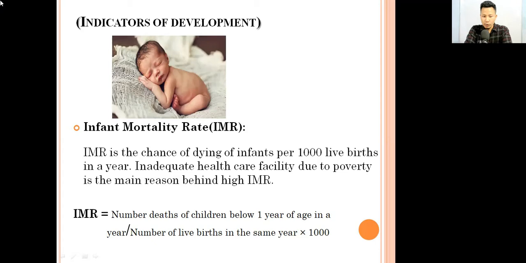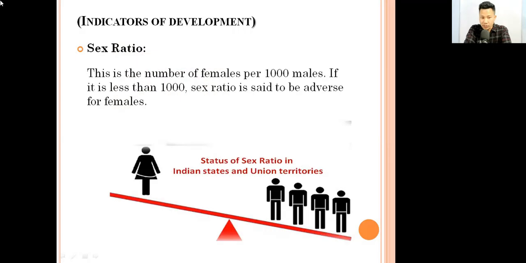I repeat again, in order to find the exact rate of IMR for the country or for the state, we need to divide the number of deaths of children below 1 year of age in a year by the number of live births in the same year, which is multiplied by 1,000. So this is the way we find out IMR or infant mortality rate. Let us go to next again.